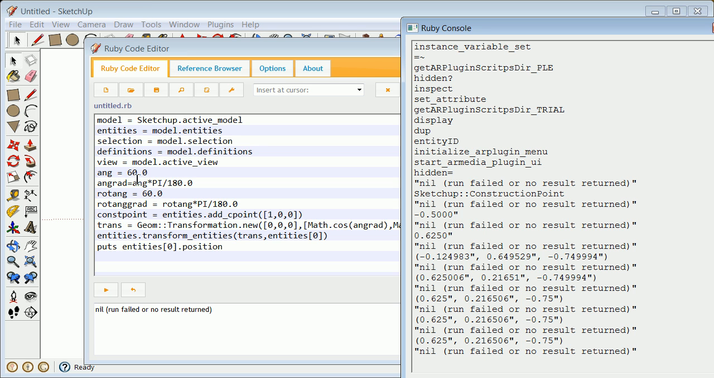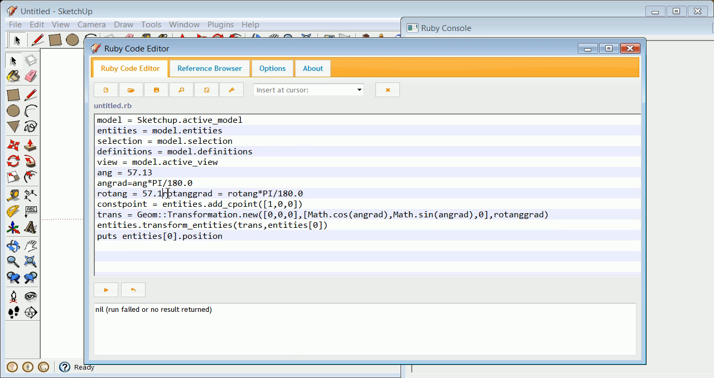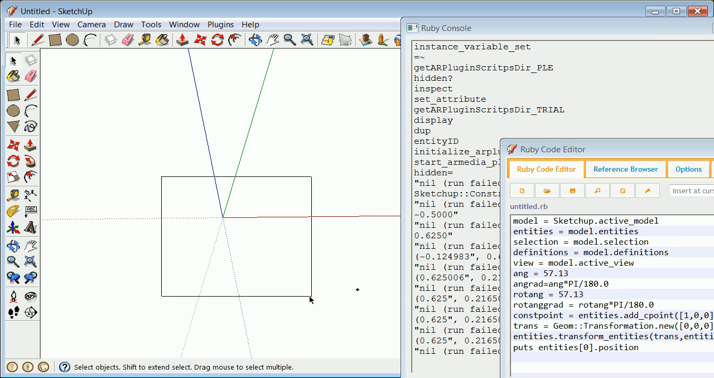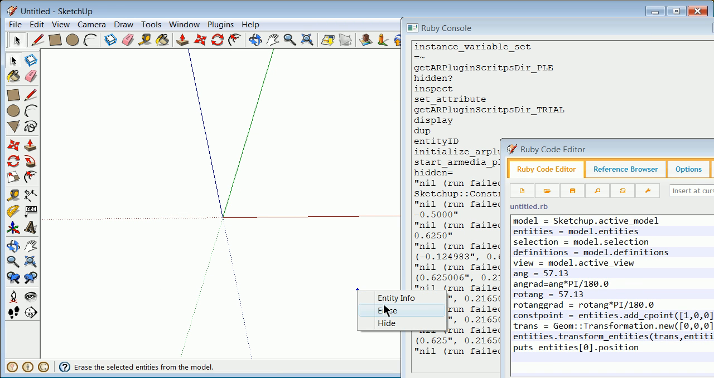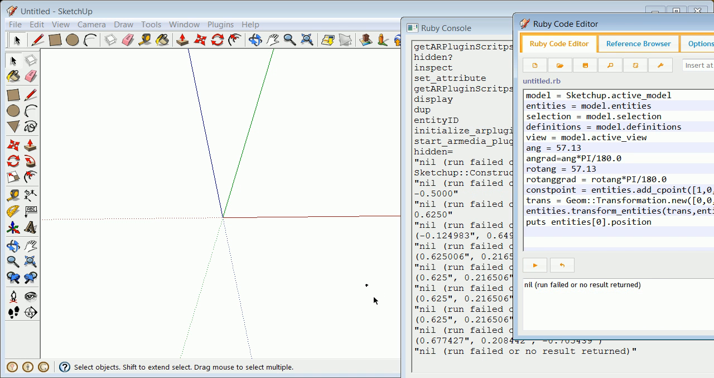So you might not want to do it by 60 degrees. You might want to only do it by 57.13, and the angle of rotation might also only be 57.13. Because of the way this code is written, I'm going to erase this out, and now I'm going to run it again. And you see the point there.